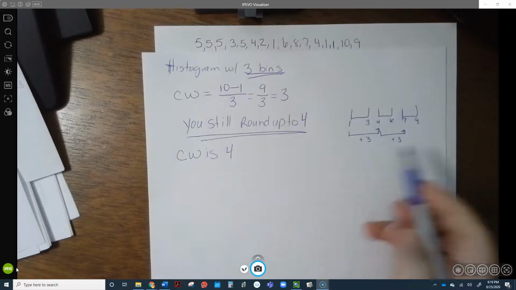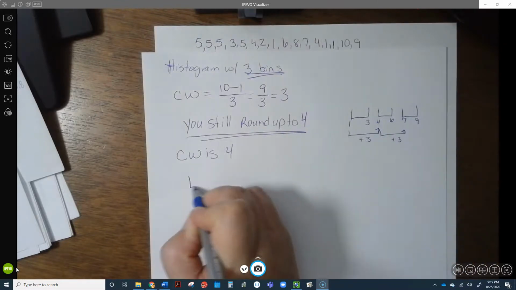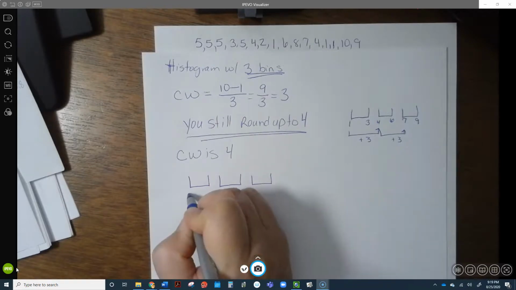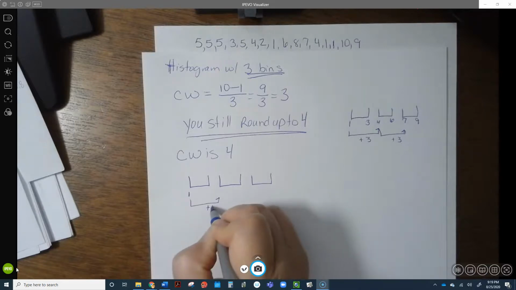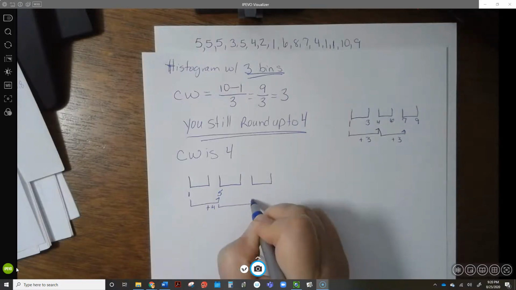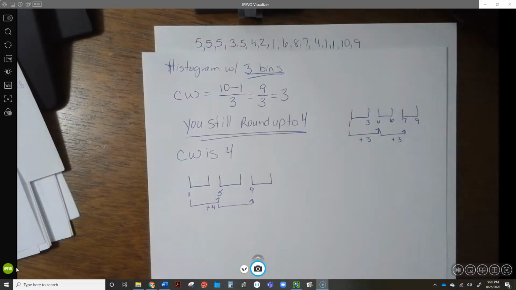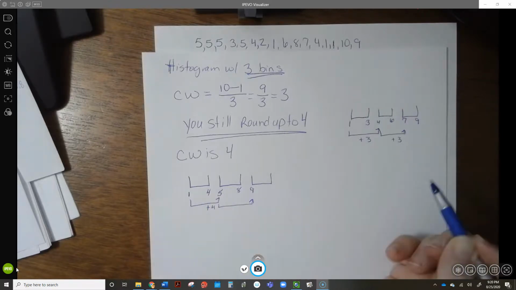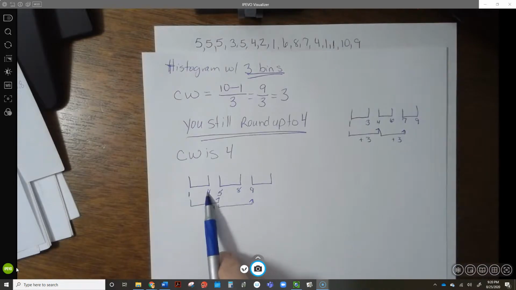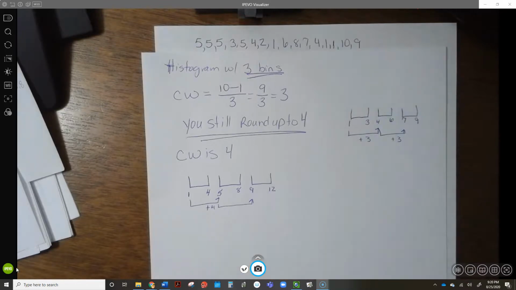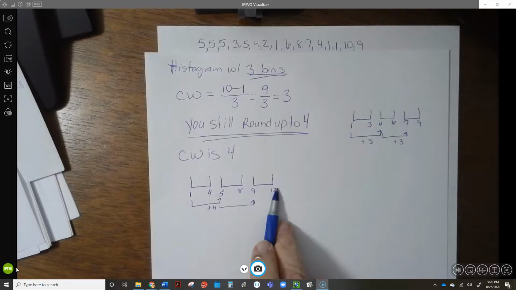Okay? So now if we round up to 4, and we create our bins, we only have 3 bins, but our class width is 4. We started at 1, so we say 1 plus 4 to get our new starting place. And then 5 plus 4 to get our new starting place. So each bin has a starting place. This one stops at 4, this one stops at 8. So it's 1, 2, 3, 4, 5, 6, 7, 8, 9, 10, 11, 12. Okay, now it goes over our biggest number, but at least now our biggest number has a place to be.